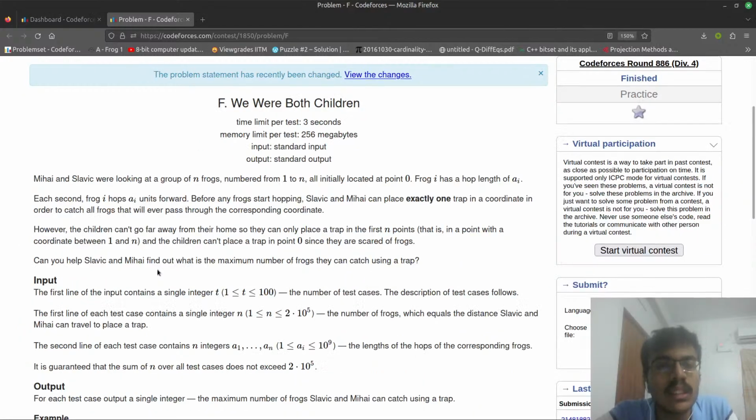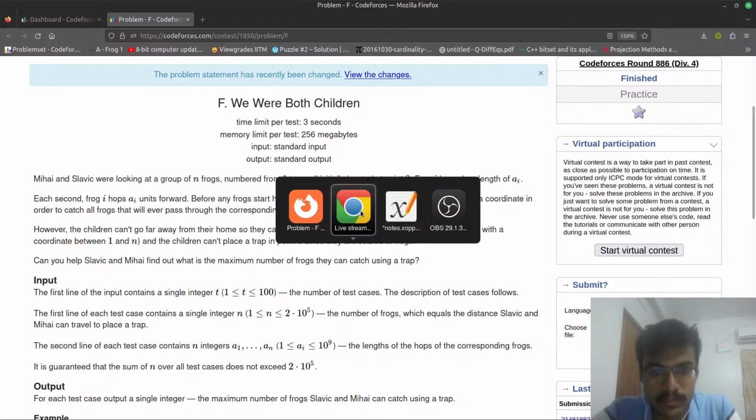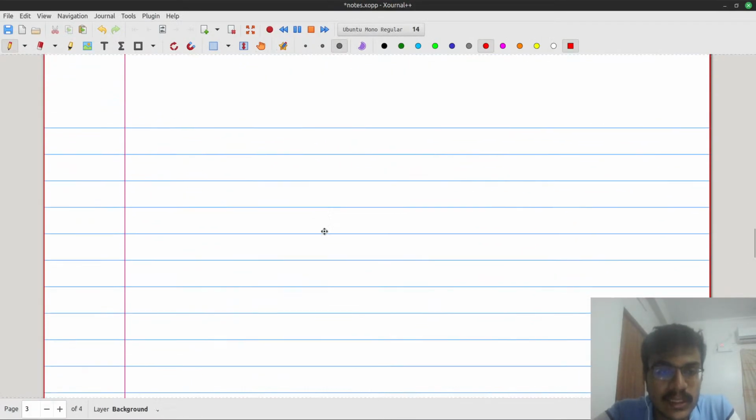Problem F is also pretty interesting. The problem is like Mihir and Slavik, we are looking at a group of n frogs, numbered from 1 to n, all initially at 0. Each second, frog i hops a_i units forward. We want to know where to keep a trap so that the maximum number of frogs can fall through that point. So hopefully the question is clear.